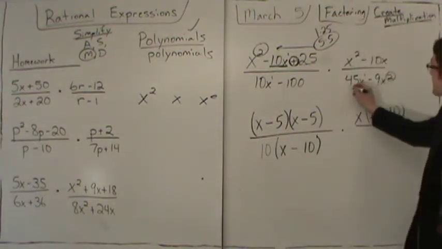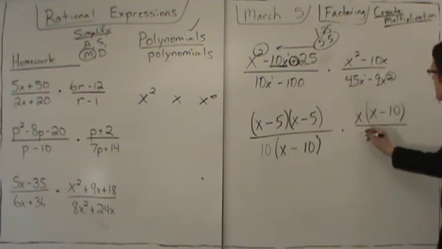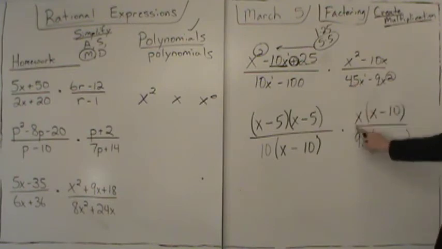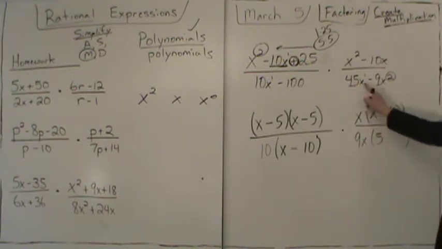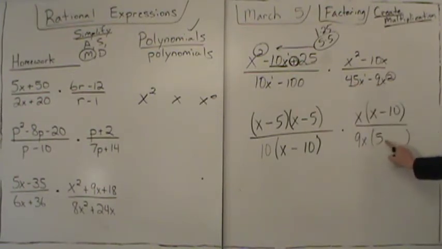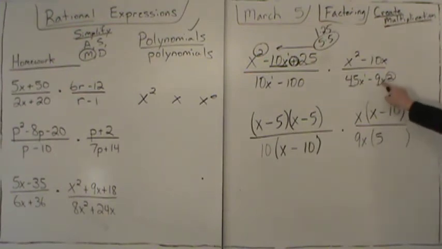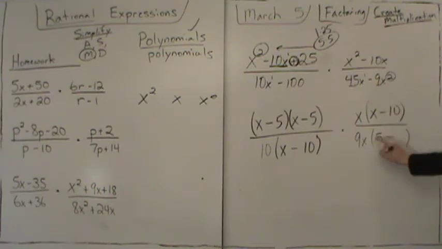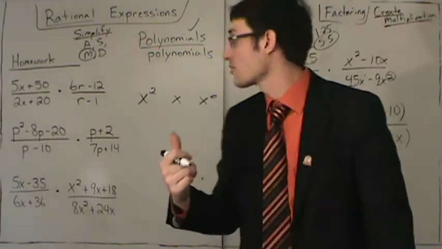What else divides 45 and 9? Hopefully you say 9. So we're going to take out a 9x, and what's left? 45 divided by 9 is 5. We took out the x, so we're just left with a 5. Now, we had 9x squared. 9 divided by 9 is 1, so we have a negative 1. We took out an x, so we just have an x. Now, have we successfully factored and created products?